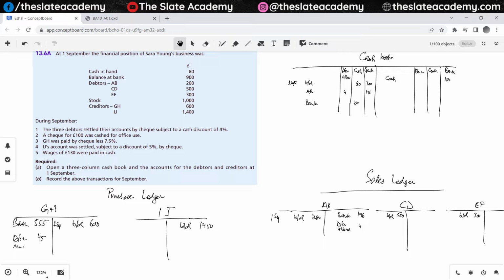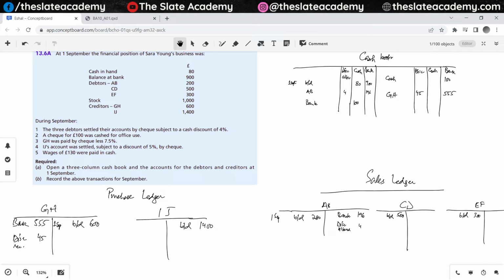So on the debit side, no, one second, GH was paid. So on the credit side of the cash book, I'll write 555, and how much is discount? 45, and this is Mr. GH. Acha ji, IJ's account was settled subject to a 5% cash discount.